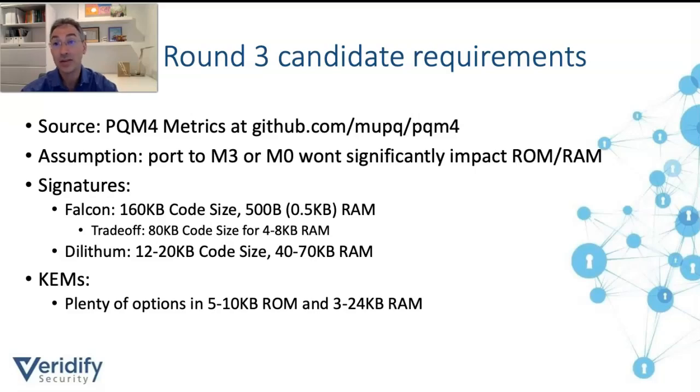Now let's compare that to Dilithium, which has a relatively tiny code size of 12 to 20 kilobytes. However, the RAM usage is 40 to 70 kilobytes. Recall that I said the maximum RAM you can get is 64, and often you're at 32 or smaller. So Dilithium is going to have a hard time fitting on many of these processors. Now on the KEM side, there are lots of capabilities here. There are plenty of options sitting at 5 to 10 kilobytes of code size and 3 to 24 kilobytes of RAM. I'm not going to go into a lot of detail here, only because there are lots of options that we've got.